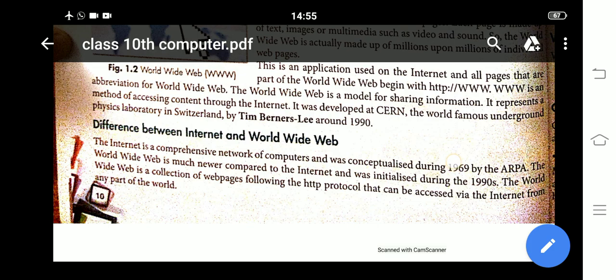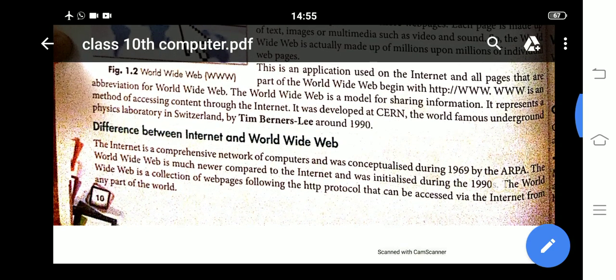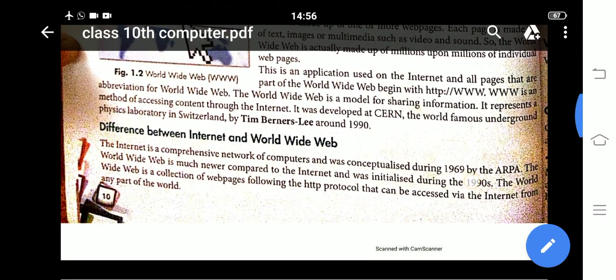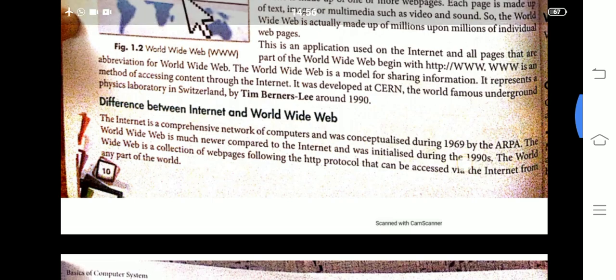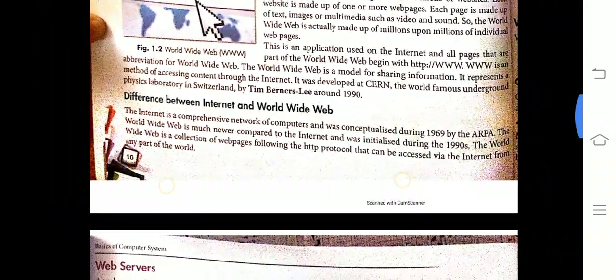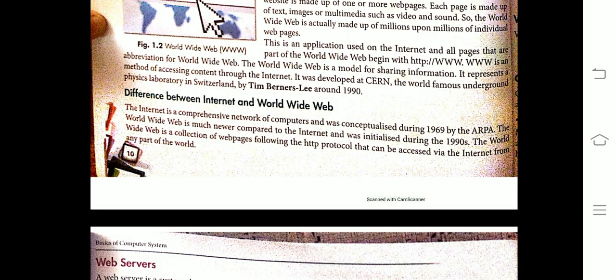The World Wide Web is a model for sharing information. It was developed at a physics laboratory in Switzerland by Tim Berners-Lee around 1990. Now, the difference between the internet and the World Wide Web. First, we have to understand that also. Everyone knows what the internet is.